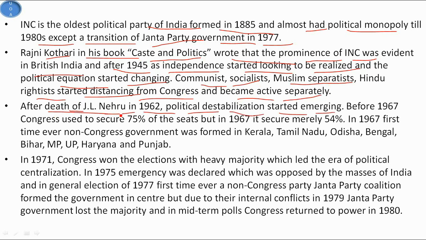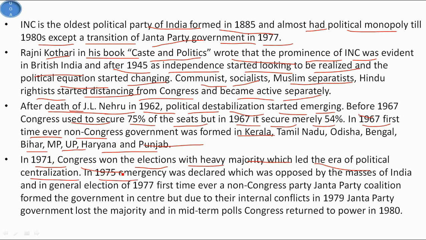After the death of Jawaharlal Nehru in 1964, political destabilization started emerging. Before 1967, Congress used to secure 75% of the seats, but in 1967 it secured merely 54%. In 1967, for the first time ever, non-Congress governments were formed in Kerala, Tamil Nadu, Odisha, Bengal, Bihar, MP, UP, Haryana and Punjab. And in 1971, Congress won the elections with a heavy majority, which led to an era of political centralization.